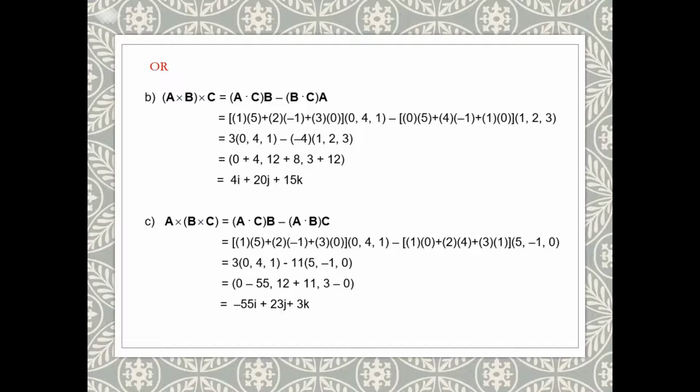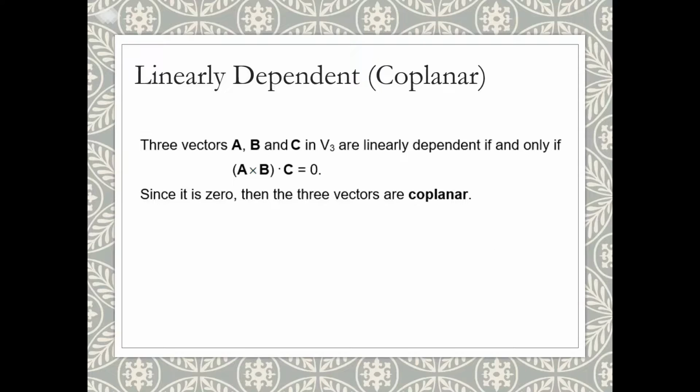Three vectors A, B, and C are said to be linearly dependent, or in other words coplanar, if and only if the triple scalar product equal to 0. That is, A cross B then dot with C equal to 0.